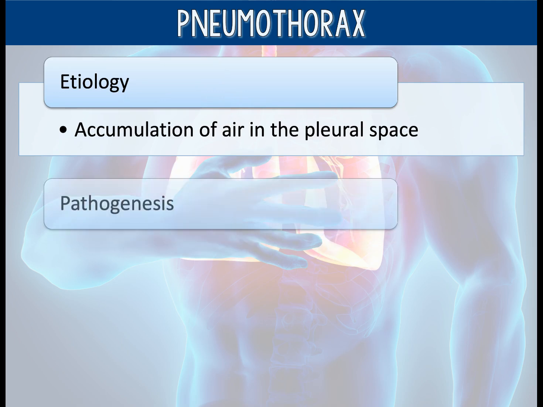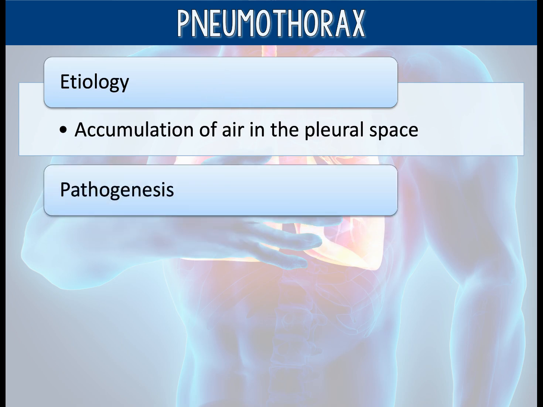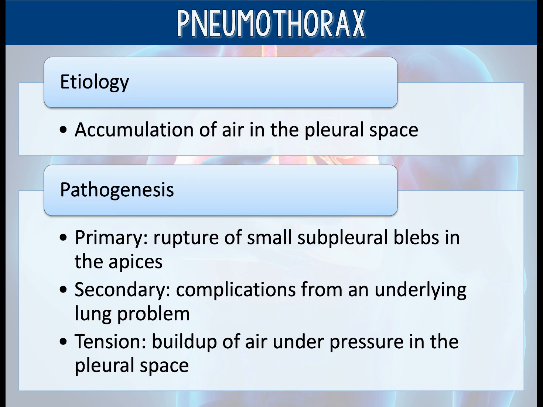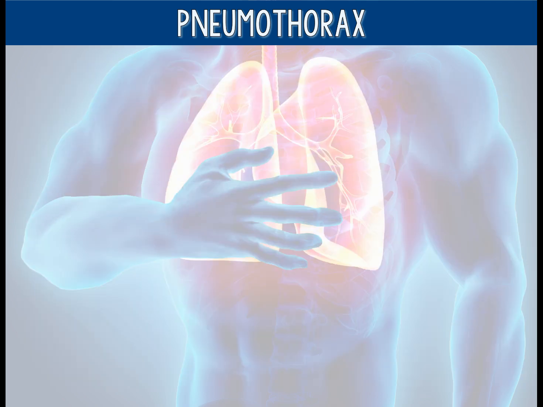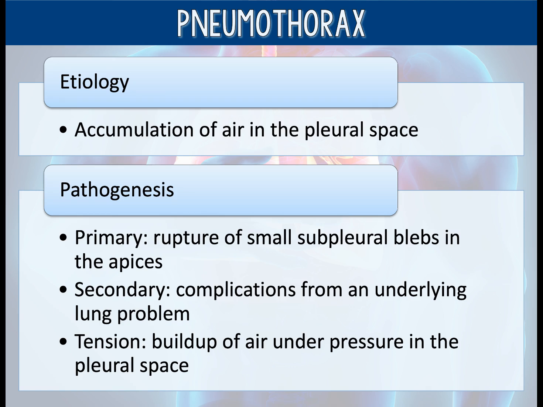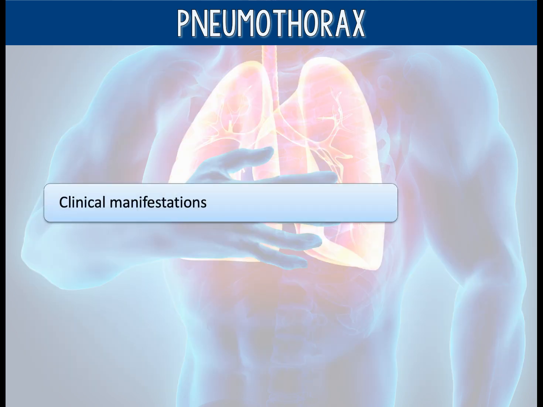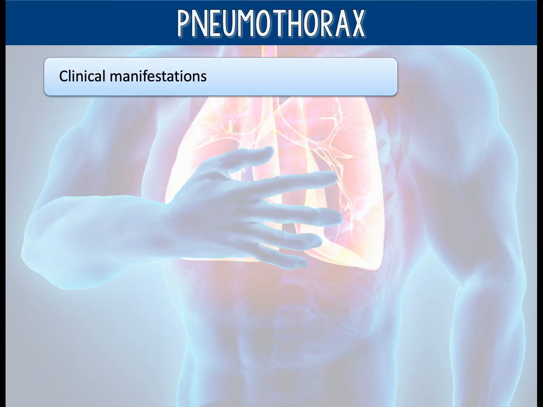So this, like we said, is an accumulation of air in the pleural space. And we already said that primary is a spontaneous pneumothorax, and this is from a rupture of some small subpleural blebs in the apices up at the top of the lung. And secondary is complications from an underlying lung problem, and a tension pneumothorax is buildup of air under pressure in the pleural space. What are the clinical manifestations that you see with this?